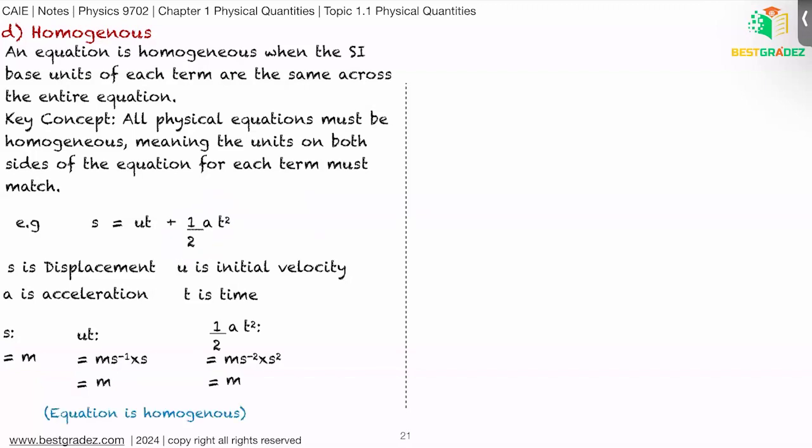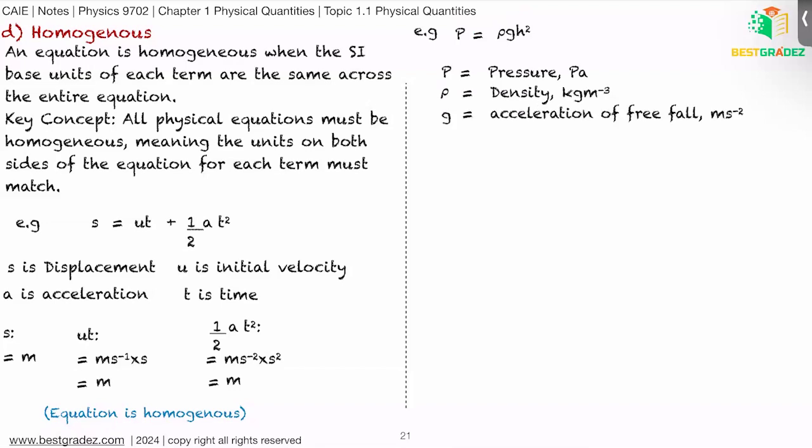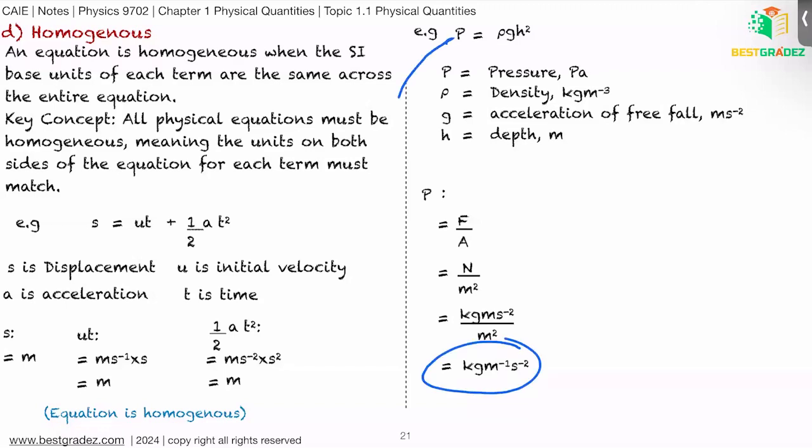I'll go for another example, then I'll take questions if you have. For example, मैं आपसे कहता हूँ ये formula verify करें कि if it's homogeneous or not. What you are going to do is you'll pick this term and simplify, and then you'll pick this term. There's no third term over here. So we have 2 terms and we have to look into the base units if they are same or not. So P is pressure, rho is density, g is acceleration of free fall, h is height or depth. So I'll go for P first. P is force over area, Newton per meter square. I get kg m s^-2 divided by m^2, kg m^-1 s^-2. This is the final base unit on the left side.